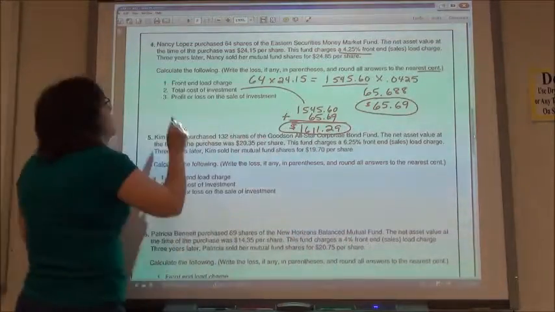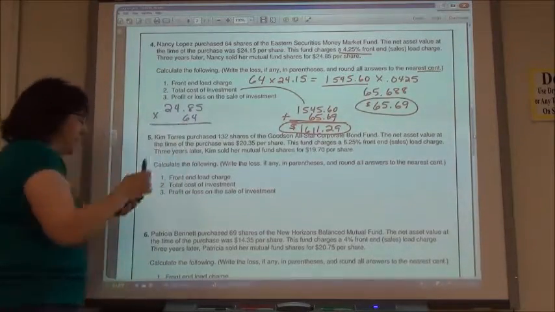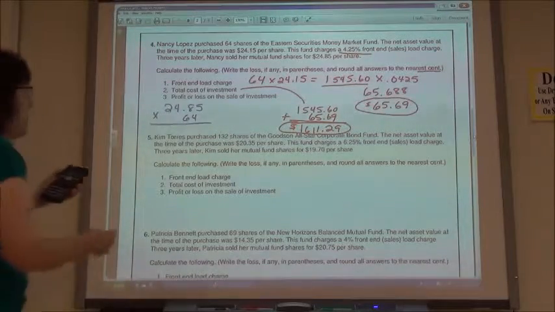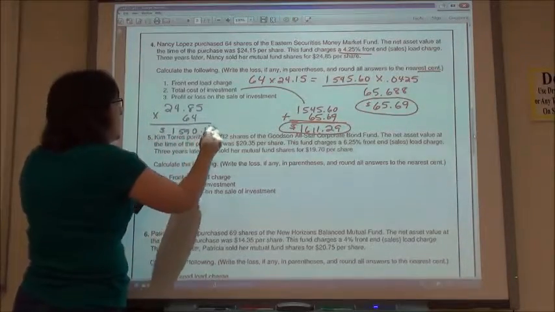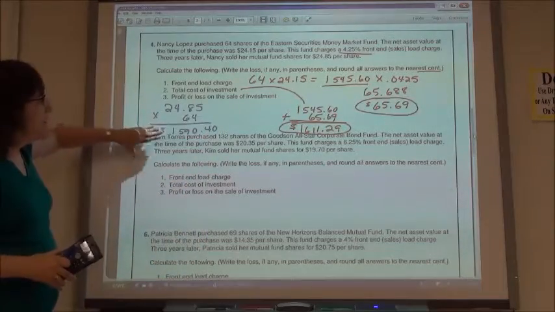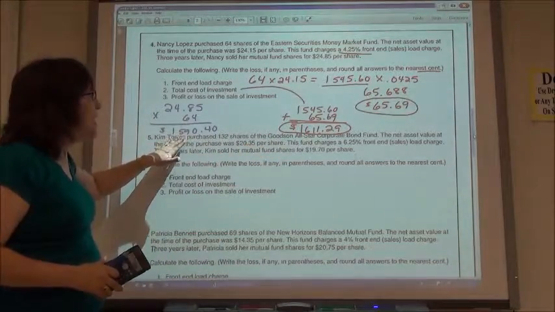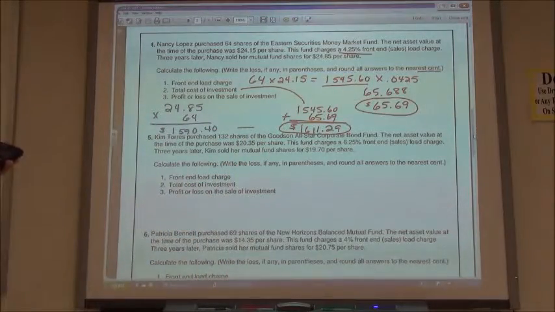I'll write that down again. $24.85 times 64 shares. So when I multiply that out, 24.85 times 64 shares, $1,590.40. So this is how much I sold them for. This is how much they cost me. If I take my selling price minus my cost, so I'm going to subtract those two numbers, minus 1611.29, that's going to be the difference between my purchase price and what I sold them for.